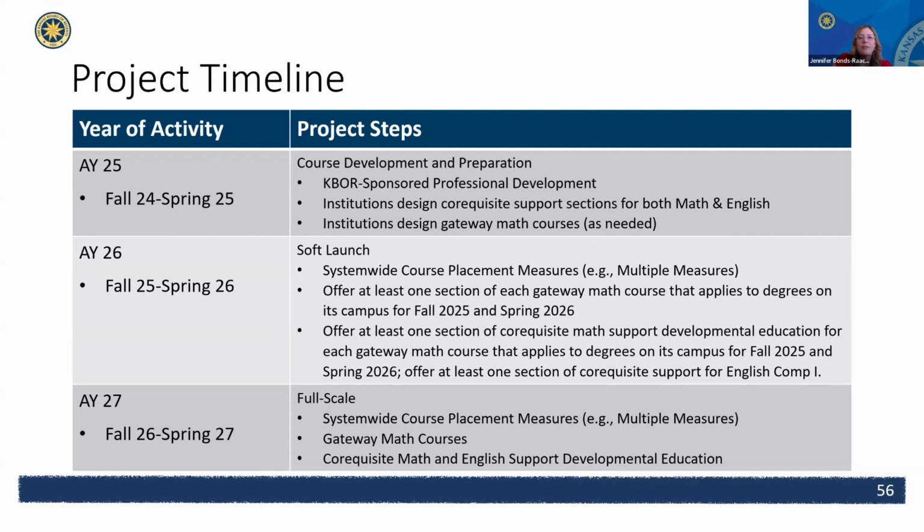Moving into fall 2025, this is known as the soft launch time period. System-wide course placement measures will be in effect, the multiple measures that we went through for each of the courses. And institutions are expected to offer at least one section of each gateway math course that applies to degrees on its campuses for fall of 25 and spring of 26. And then lastly, moving into fall of 2026 or academic year 2027, this is when we have full-scale implementation, including the system-wide course placement measures, the gateway math courses, and the co-requisite math and English Dev Ed education.